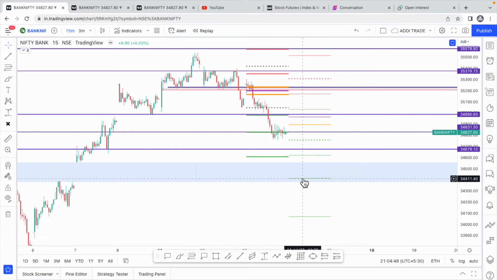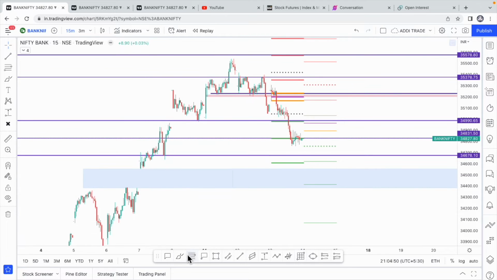So this is the gap between 34,380 and 34,550, almost a 200-point gap. So if we gap down anywhere in this region, most likely, whatever happens, we will break this and come and fill this gap. That is one possibility.